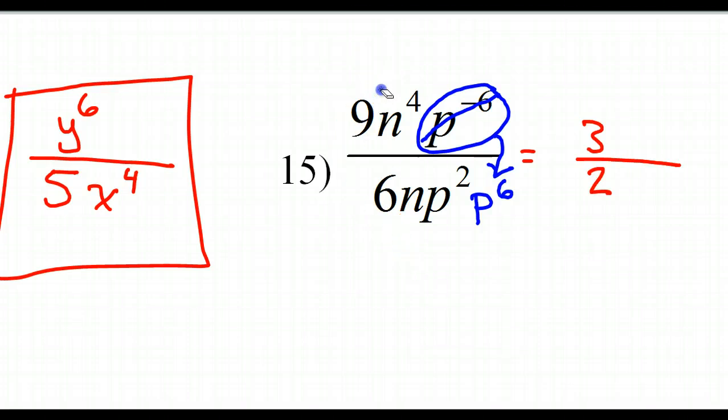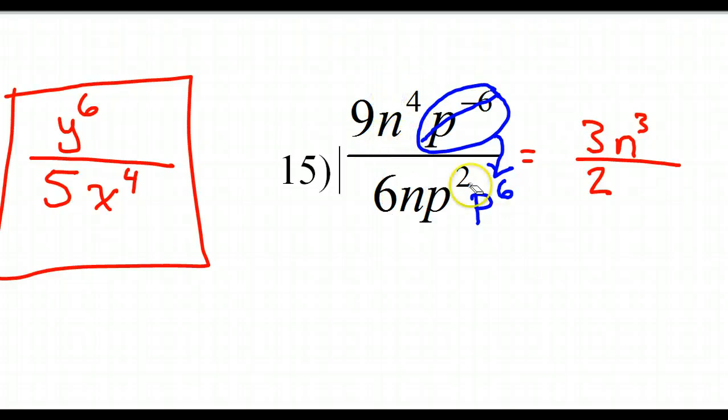Alright, now focus on the n's. Okay, I've got 4 n's in the top, 1 n in the bottom. This n in the bottom is going to cancel out one of these n's in the top. So how many will be left over? And where? There will be 3 n's left on the top once this cancels out one of these. Obviously it'll be on the top because that's where there are more. That's where the extras are.